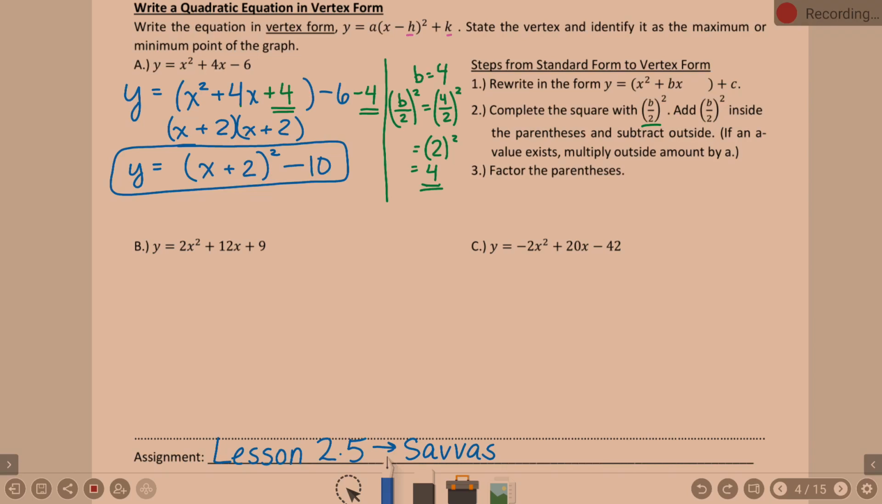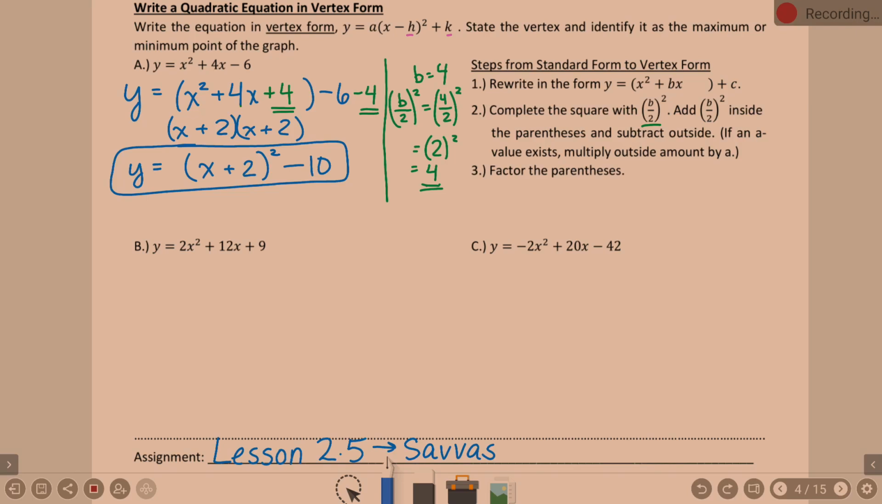Okay, that's my vertex form. I can look at that without any work and tell you exactly where the vertex is going to be. I also, by looking at the a value, can tell you how wide or narrow it's going to be. Now, we did the first part of the directions: write the equation in vertex form.